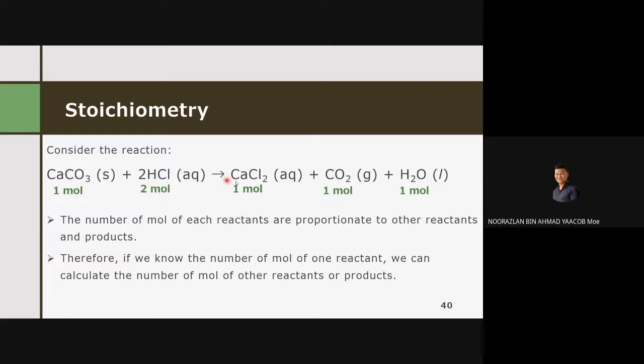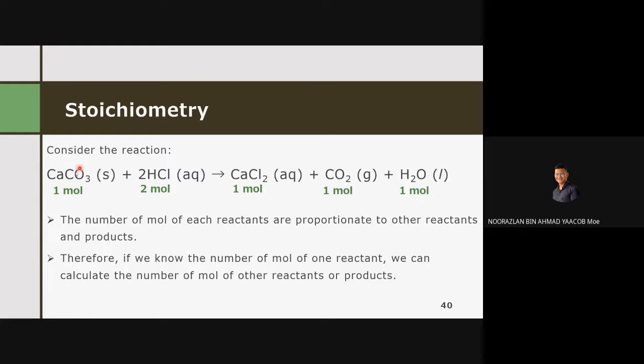Maksudnya, dia berkadaran. Contoh kalau ini saya tukar kepada 4, bermaksud dia darab 2 lah kan. So ini akan jadi 2, ini akan jadi 2, ini akan jadi 2 dan ini akan jadi 2. Kalau saya gunakan 3 mol. Jadi kalau saya gunakan 3 mol, ini perlukan 6, ini perlukan 3, 3 dan 3. Okay. So maksudnya daripada sini, kalau kita tahu chemical equation yang balance, kita tahu berapa mol benda lain yang diperlukan. Okay. Dan berapa mol produk yang akan terhasil sepatutnya. Okay, that's what it means.